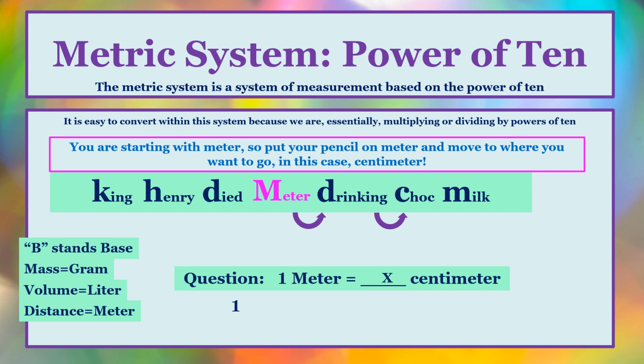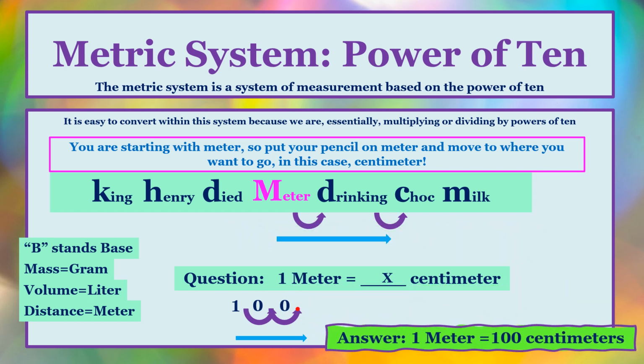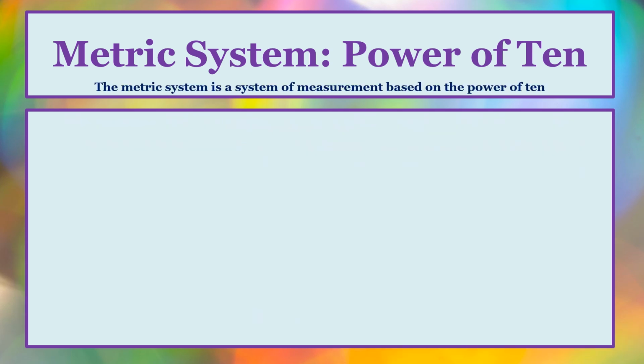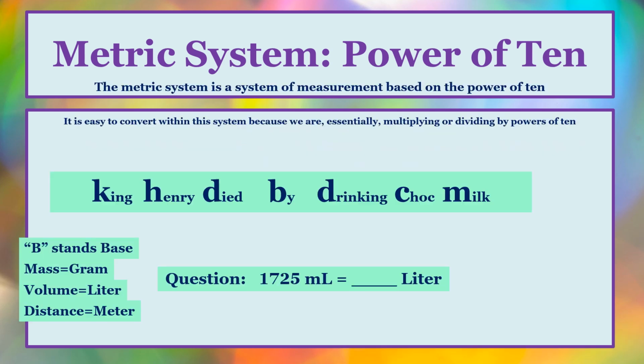We have 1 meter. I don't see a decimal, so there's an implied decimal at the end. And just like we moved our arrows to the right, we need to move our decimal to the right. So we're going to go 1, 2 places to the right. We have an empty nest, put eggs in it, and that's your answer. 1 meter equals 100 centimeters. We'll continue to practice. Our question is going to be 1,725 milliliters equals X liters.